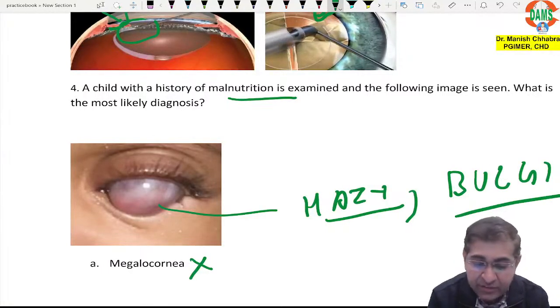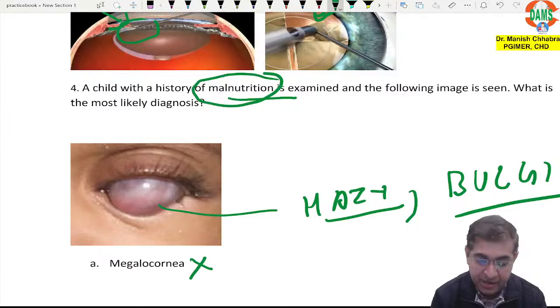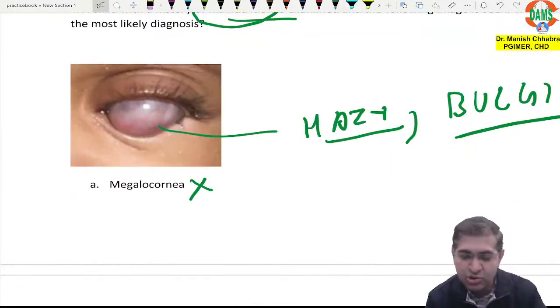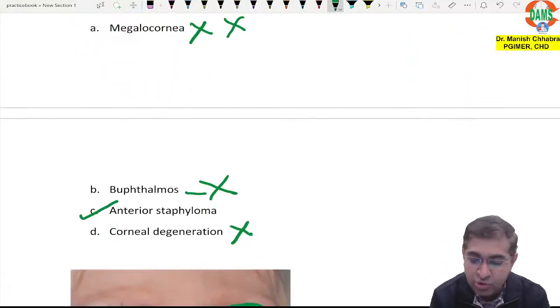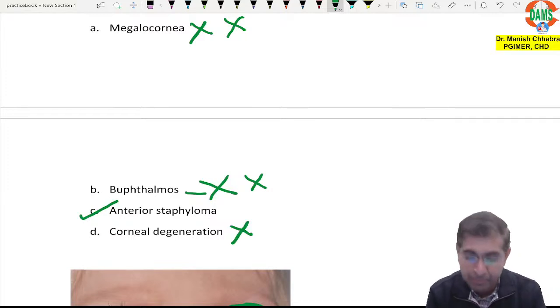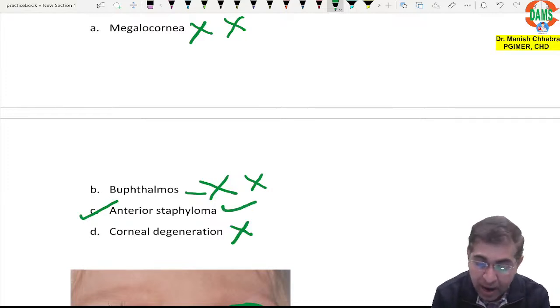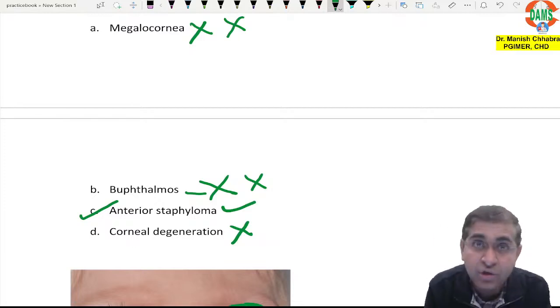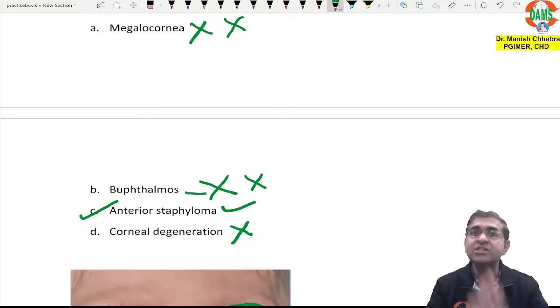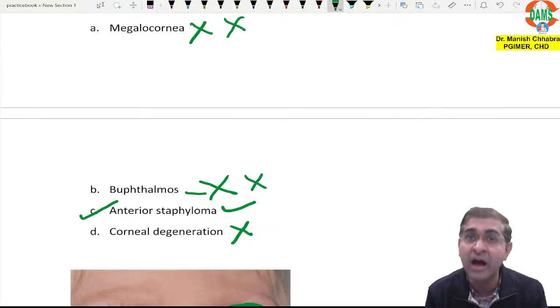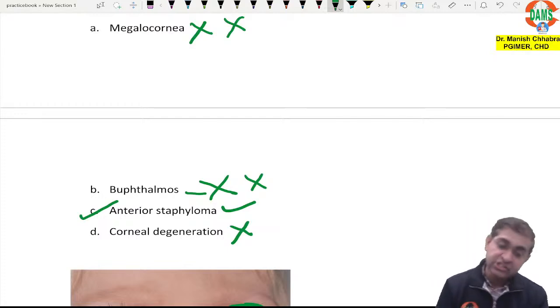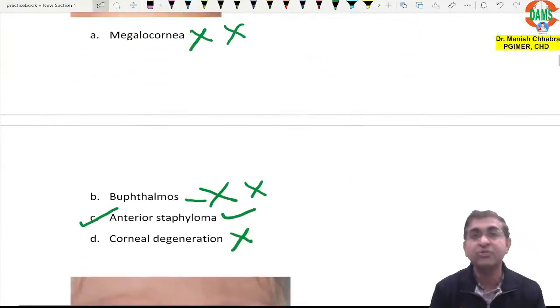Now a child with a history of malnutrition is examined. Can malnutrition be associated with megalocornea? No. Can malnutrition be associated with congenital glaucoma? No. Can malnutrition be associated with anterior staphyloma? Absolutely. How? I am going to connect the dots, because this is your previous year FMGE question and many students had connected with me and asked the same doubt in the class. Sir, how can this history be related to anterior staphyloma?